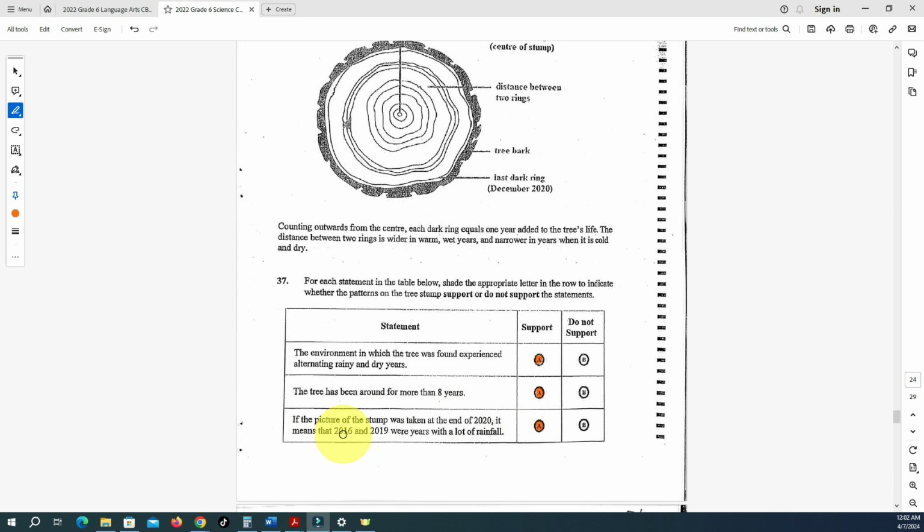The last one is if the picture of the stump was taken at the end of 2020, it means that 2016 and 19 were years with a lot of rainfall. How did I get that? So here is the end of 2020. So this is from 19 to 2020, right? And this is wide. So definitely I would say that 2019 to 2020 is a lot of rainfall. From 2018 to 19 it was narrow, so no. From 2017 to 18 it wasn't. But from 2016 to 2017 it's wide again. So I selected that all the statements are supported.